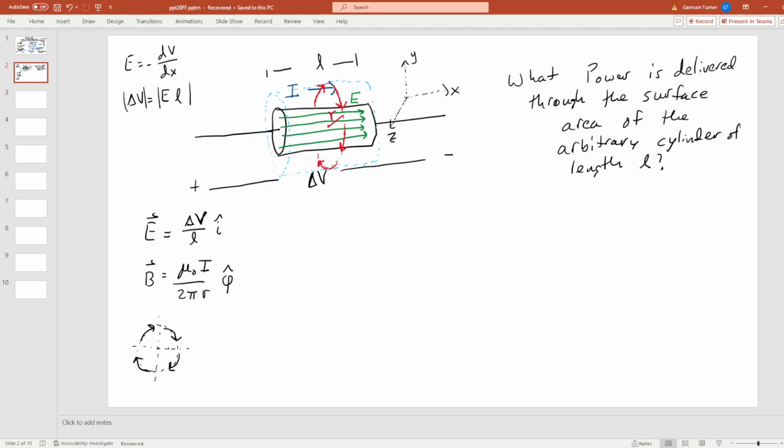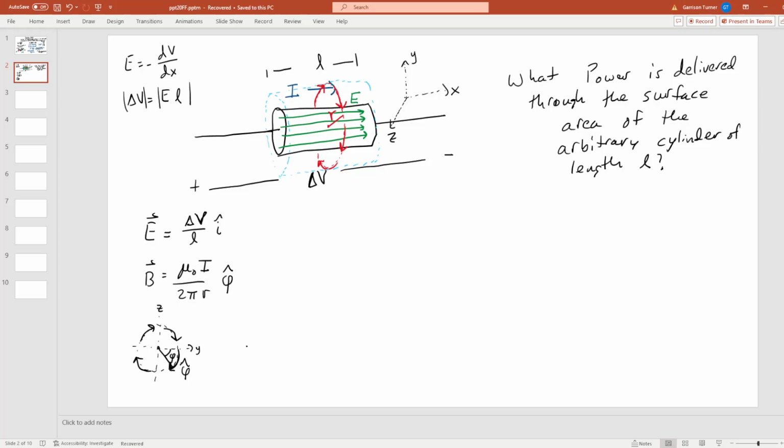Then if this is the x-axis, well, it can't be the x-axis. It needs to be either the y or the z-axis. So let's make this the y-axis and this is the z-axis. Then phi would be the angle that the magnetic field makes from the specified axis. Okay, so this would be in the phi hat direction.